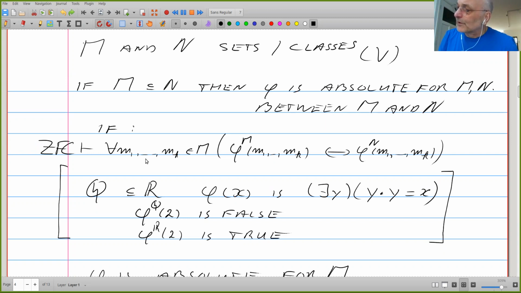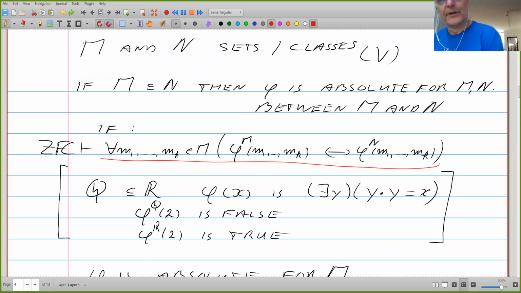The other thing that was asked was, what did I mean by "if for every M and so on"? I mean by that, if we can prove that from ZFC. So if this line is provable from ZFC, then we will call the formula absolute between the two.